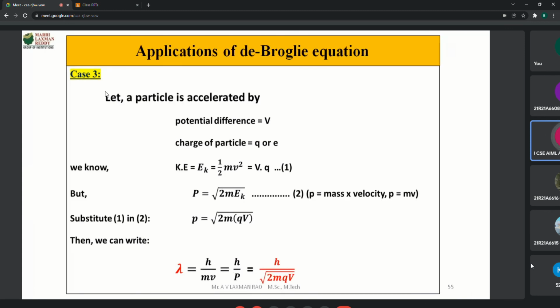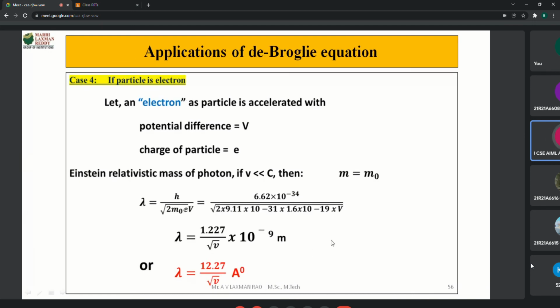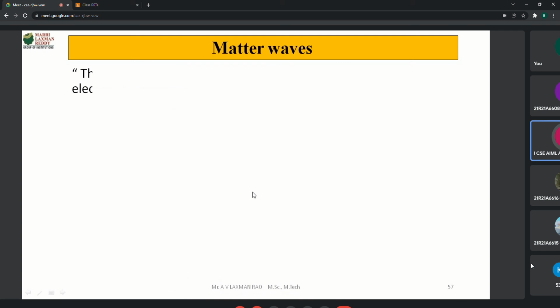Next, case 3. If a particle is experiencing some potential energy V and it is moving, how can we expect the wavelength it produces, lambda equal to, in terms of charge and applied voltage. If the particle is an electron, then the wavelength produced by applying the potential V is 12.27 by capital V, under square root of capital V. These come under the applications of the de Broglie equation.